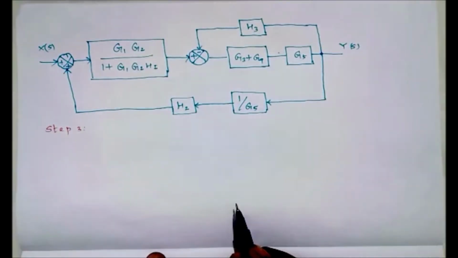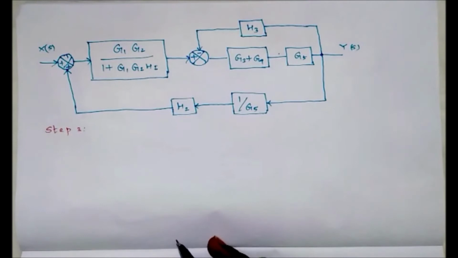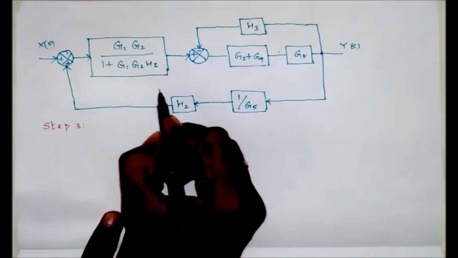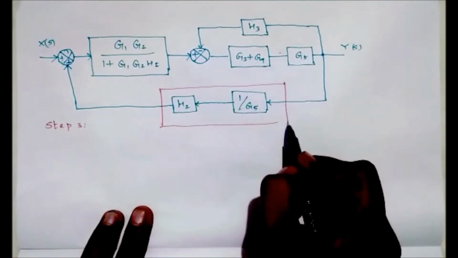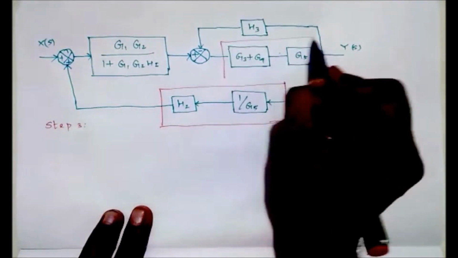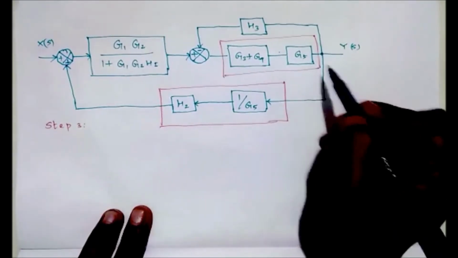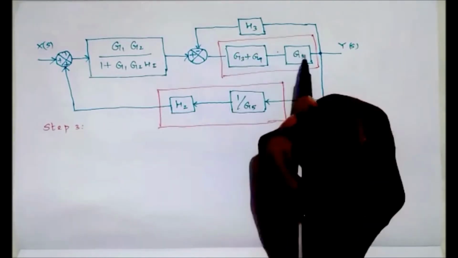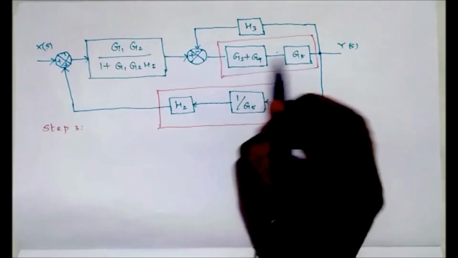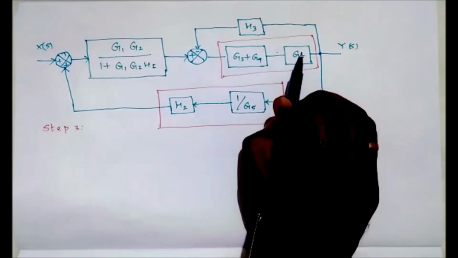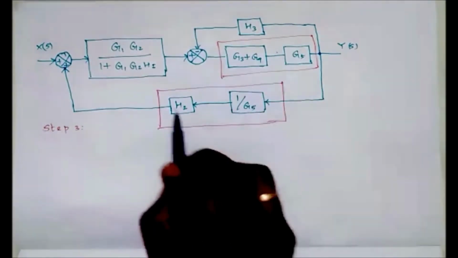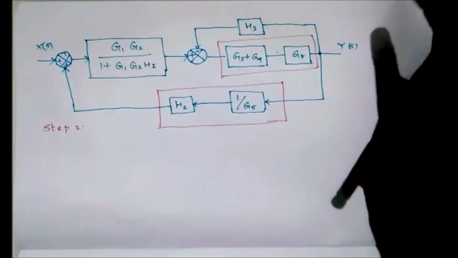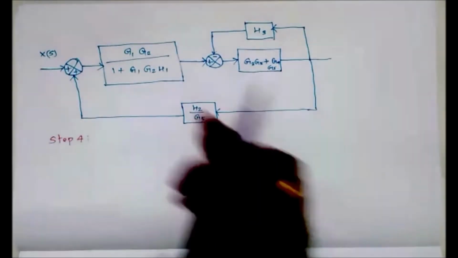Before beginning step 3, we have to check whether any two blocks are in series or parallel. By seeing the system, we can easily identify these two are series, and also these two are series. We know the series concept: suppose two blocks are in series, simply we can convert them into one block by multiplying their gains. Therefore we can multiply these two and convert into one block. Here also we can multiply these two and convert into one block. After doing this, we will get these two blocks.